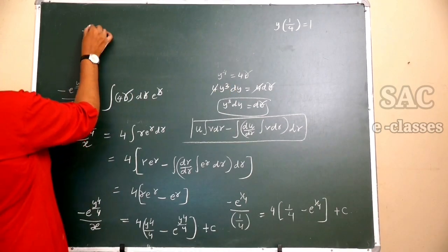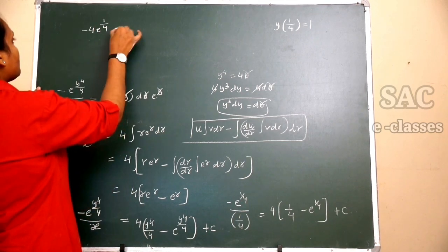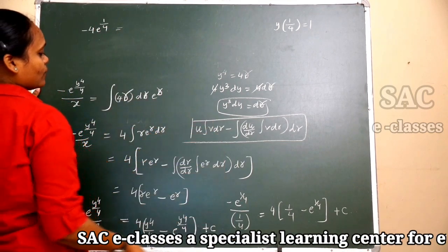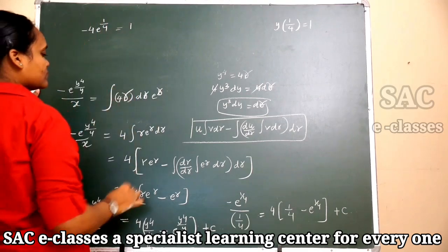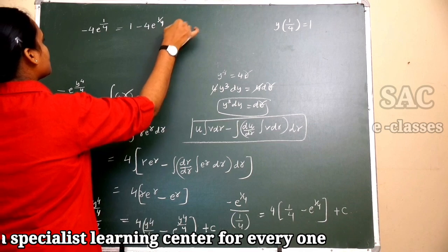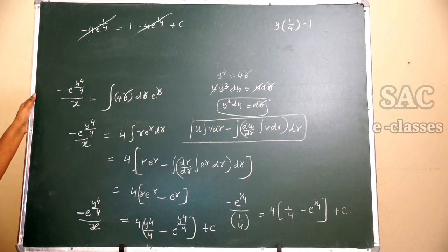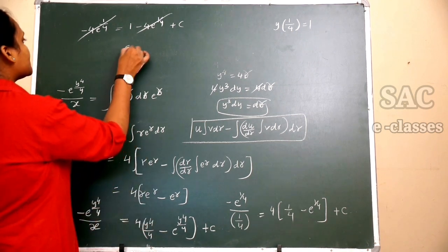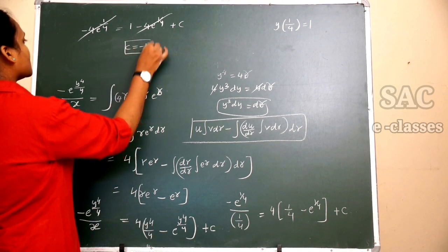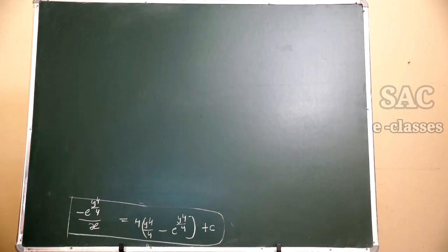Now you can write minus 4 into e power 1/4 is equal to 4 into 1/4. We will get 1 minus 4 into e power 1/4 plus c, and minus 4 into e power 1/4 and minus 4 into e power 1/4 get cancelled, so the c value is equal to minus 1.